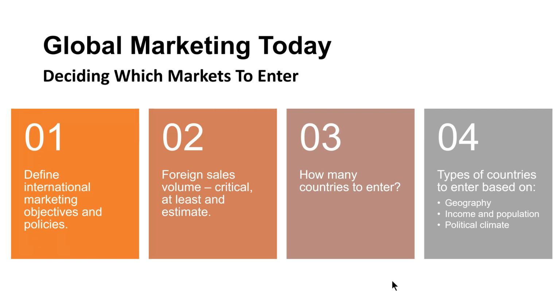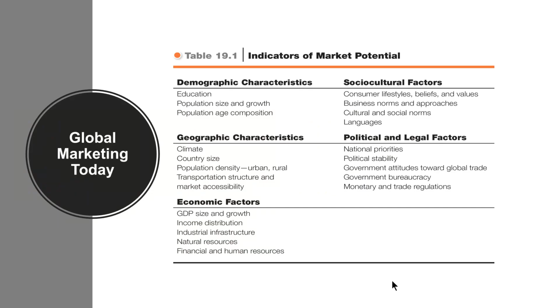Also, you have to decide how many countries you're going to enter. Are you going to go to one? Are you going to go to two? And what's your timelines? Again, use that with a good financial forecasting tool like a profit and loss statement over 1, 2, 3, 4, 5 years, so you understand your implications and the profits you're going to bring. And then also understand the types of countries you're going into, the geography, the income and population, and the political climate. So this slide in general gives you an overview of key items to consider.